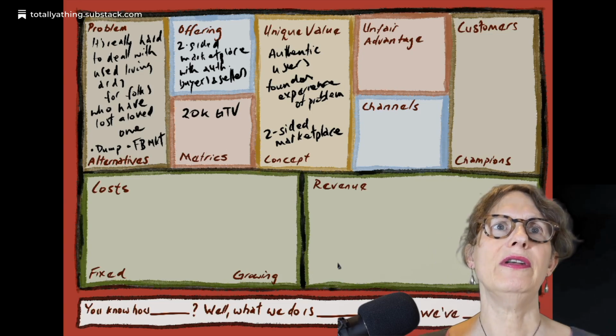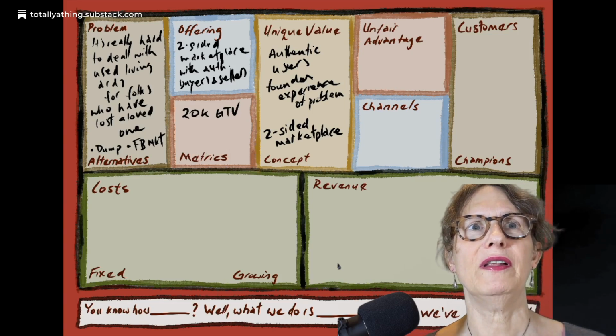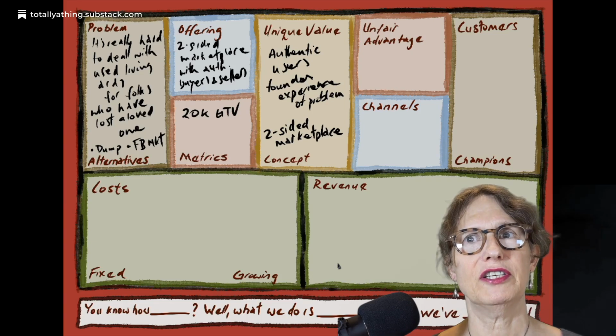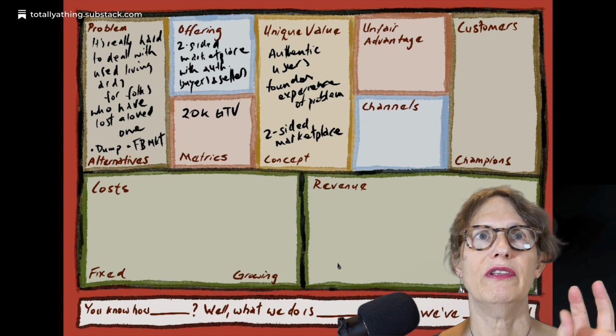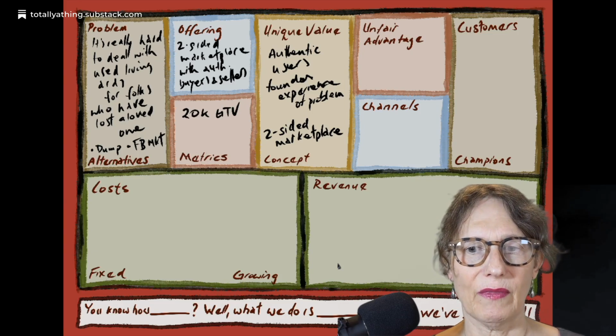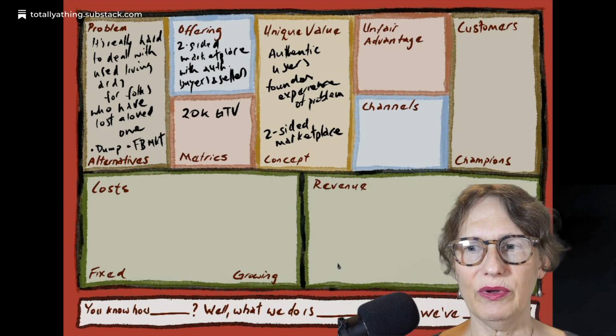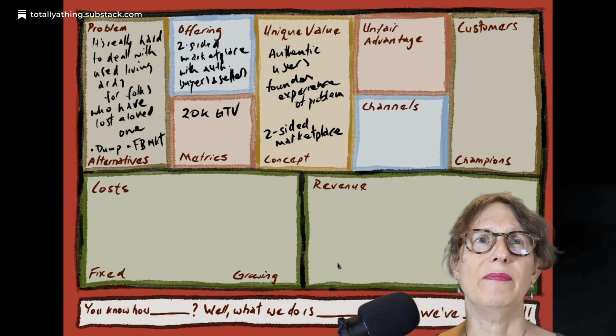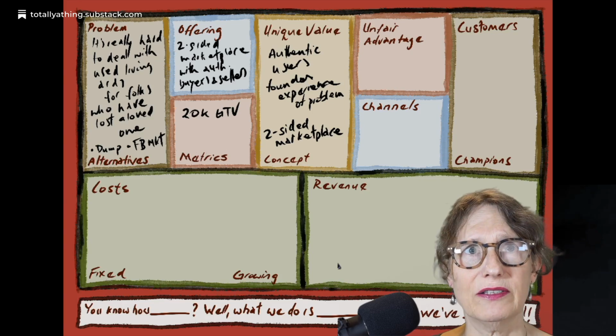All right, let's move on. Now we're going to fill out this, moving more towards the right of the sheet. We've already filled out the section with the problem. We've got our offering up there. We've got some of those other sections up there. I want to look at the channels now.